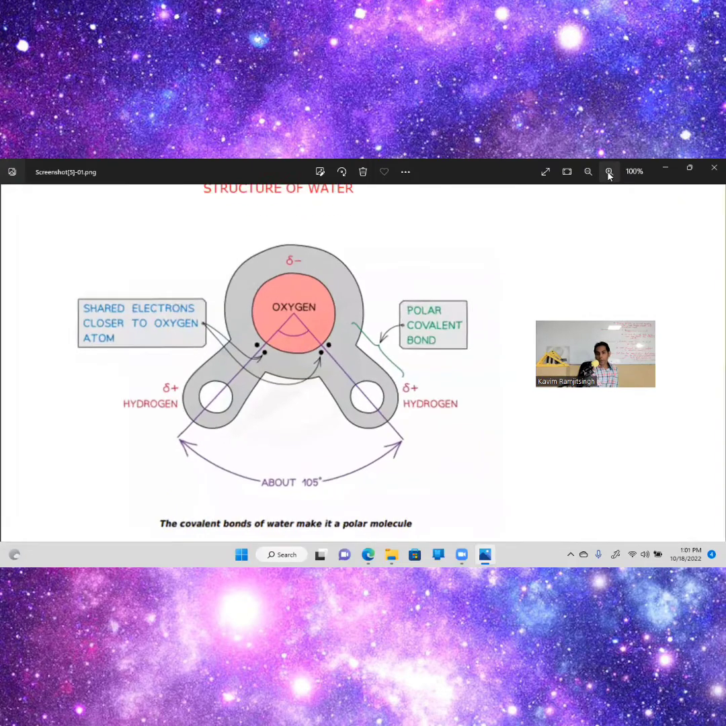If we look at this one here, this is the covalent bond.